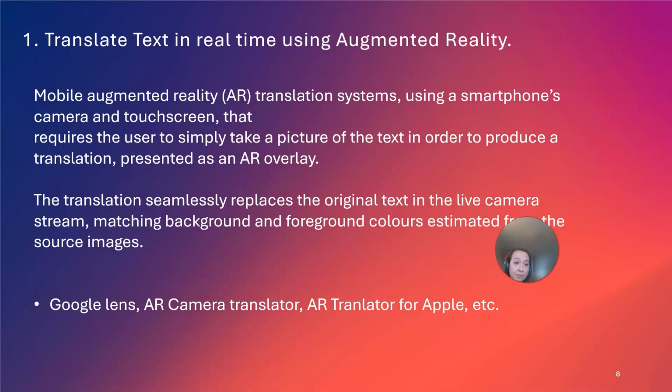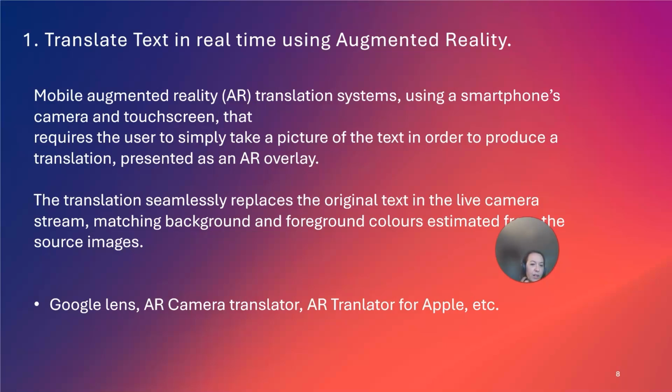Other tools that we can use with these technologies is, for example, augmented reality, the use of mobile augmented reality translation systems. Using a smartphone camera and touch screen that requires the user to simply take a picture of the text in order to produce a translation presented as an AR overlay. The translation replaces the original text in the live camera stream, matching the background and foreground colors estimated for the source image.